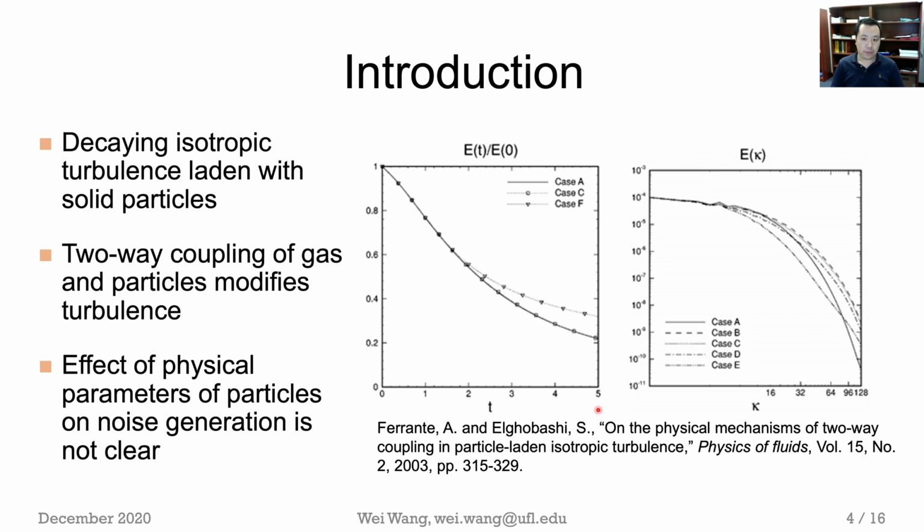First, the introduction section. We know that there are a number of studies of decaying isotropic turbulence laden with solid particles, and these 2 figures are from the studies of Ferrante and Elghobashi. We can see from these figures that the two-way coupling of gas and particles modifies the turbulence in terms of both the decay rate of the total kinetic energy of turbulence and also its spectral component. But an aspect that researchers often do not focus on is the physical parameters of the particles and how they change the noise generation in the far field.